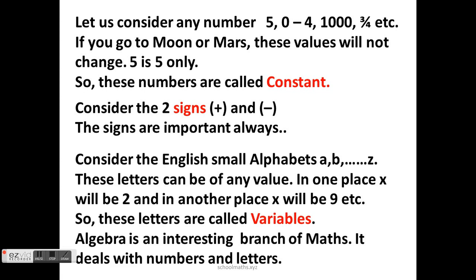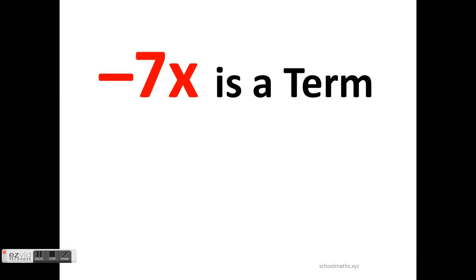Consider the English small alphabets A, B, C, D up to Z. These letters can have any value. In one sum, the value of x will be 2, and in another sum, the value of x will be 9. The value will be going on changing, varying. So these letters, alphabets, are called variables. Algebra is an interesting branch of maths. It deals with numbers and letters. That is why it is interesting.